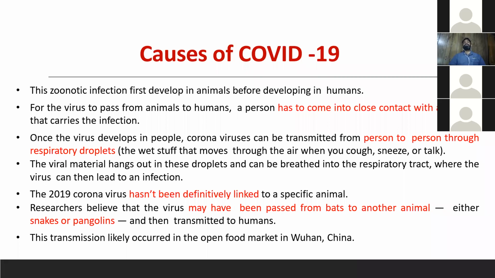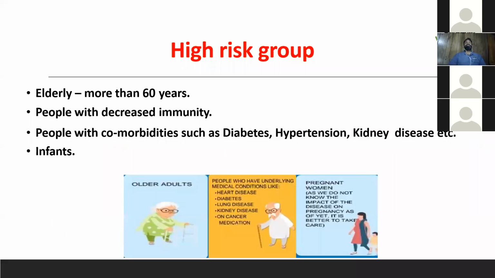So coronavirus hasn't been definitively linked to a specific animal. There are multiple schools of thought that it has passed from bats to other animals, but there was no proof. And the transmission likely occurred in the open food market in Wuhan, China. So there is still a debate about that.